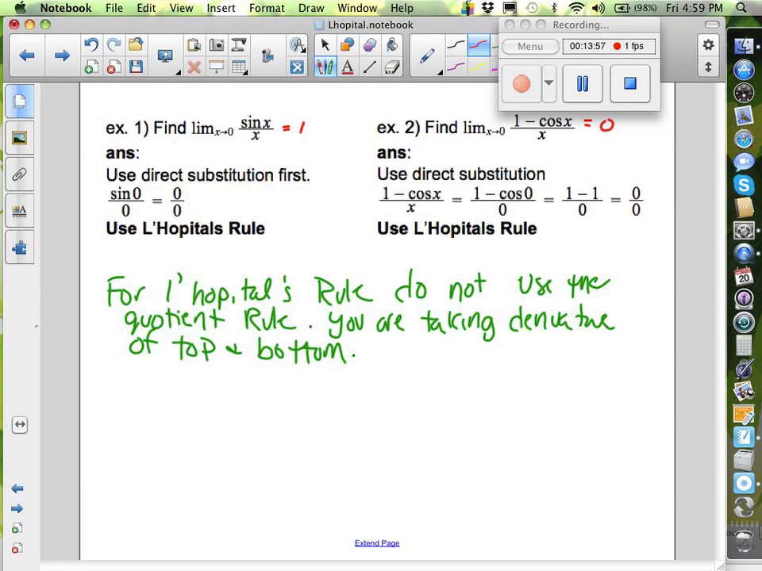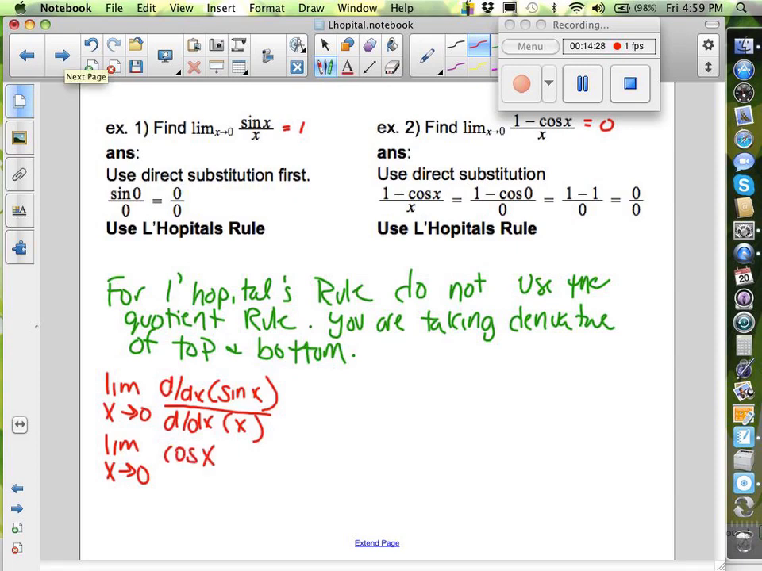So if we were to use direct substitution in the first example, the limit as x approaches 0 of sine x over x, we'd get 0. Sine of 0 is 0, and you plug in 0 for x, you get 0. Using L'Hopital's rule, so limit as x approaches 0, we're going to take the derivative of sine of x over the derivative of x and evaluate that instead. Derivative of sine of x is just cosine of x, and the derivative of x is 1. And if we substitute now, we get cosine of 0, which is just 1. That's on the x-axis there. So cosine deals with the x-axis, sine deals with the y-axis. And the cosine of 0 is just 1.